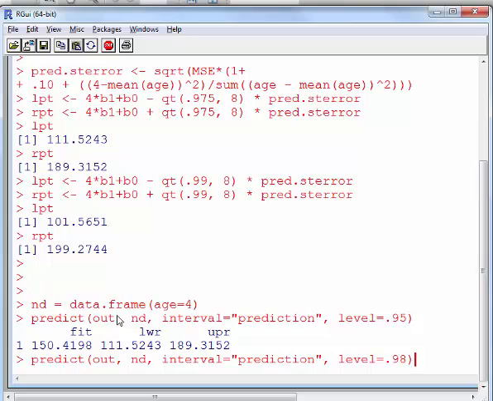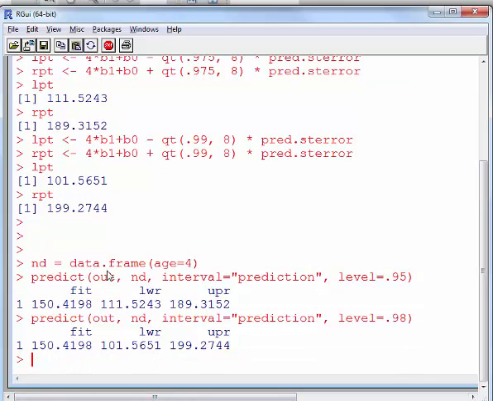Out is my regression, my linear model, remember, and I stored the output of that in out. Comma. This data frame is just the number 4, really. But this time I'm going to stipulate that the interval type is prediction, not confidence, so it knows to make a prediction interval, and the confidence level is 95%, and there it is. The lower endpoint is 111.5243, and the upper endpoint is 189.3152, just what we got here. And I can make a 98% prediction interval thusly, and same as this.